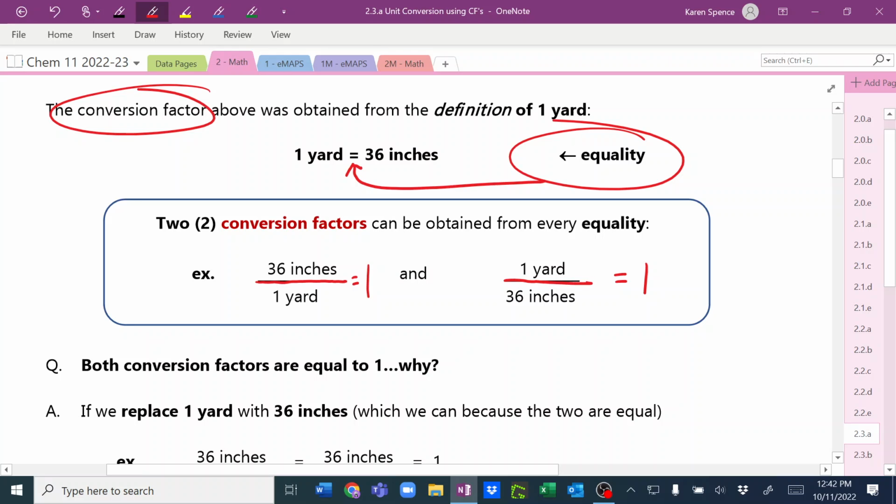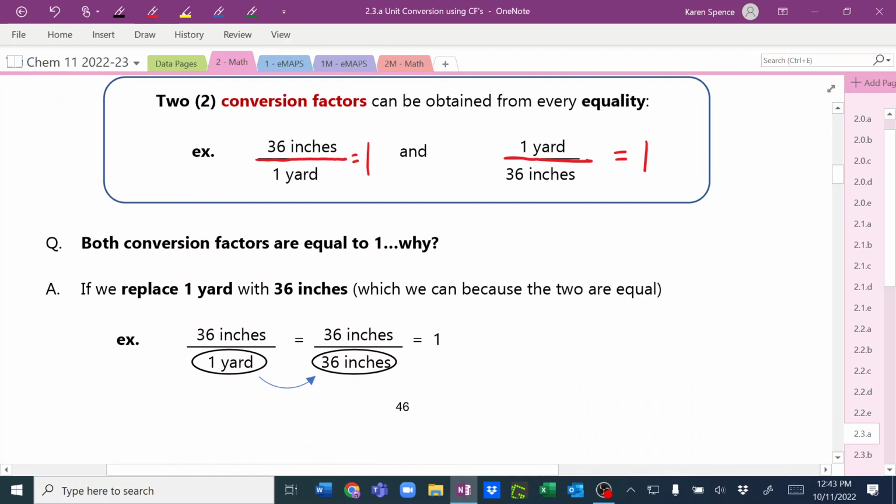This part, if it makes sense to you, that's great. If it doesn't make sense to you, you can just kind of ignore it, okay? Because it'll work whether you understand it or not. But remember, 1 yard is equal to 36 inches, right? So if they're equal, I could actually take my 1 yard and I could replace it with 36 inches, yes? Because those two things are equivalent. And 36 inches over 36 inches is equal to 1.